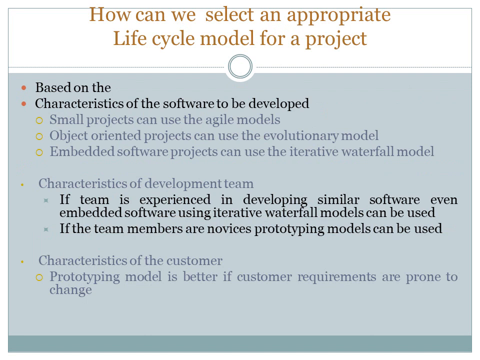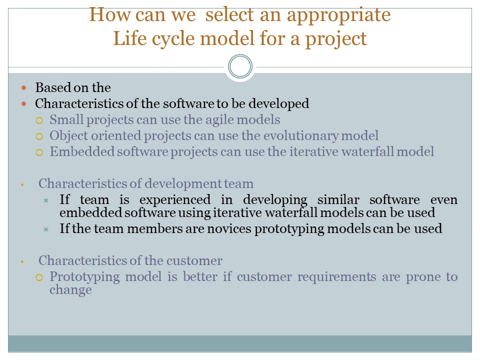So we have come to the end of almost all the software lifecycle models, and we have seen so many models. So how can we select an appropriate lifecycle model for a project? It is based on three characteristics. First, the characteristics of the software to be developed. If we are doing small projects, agile models will be good. If object-oriented projects are used, evolutionary models will be good. If embedded software projects are being done, the iterative waterfall model will be good.